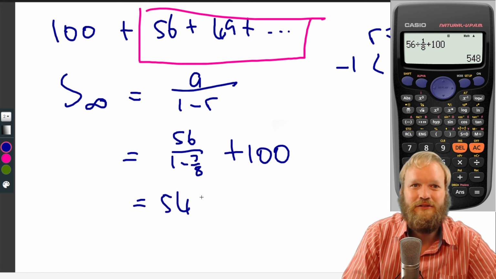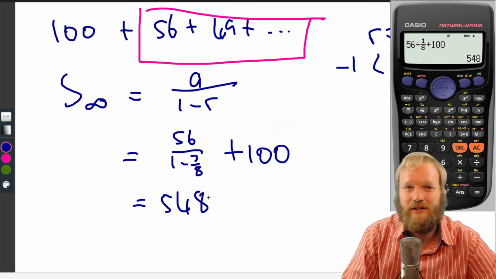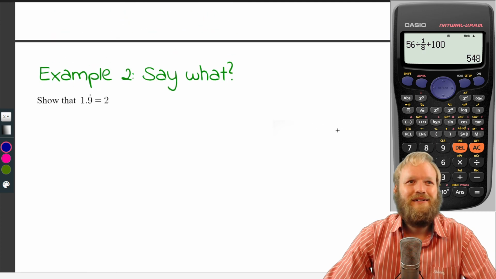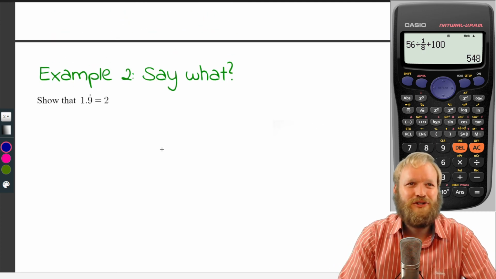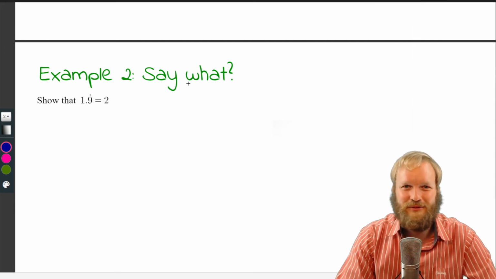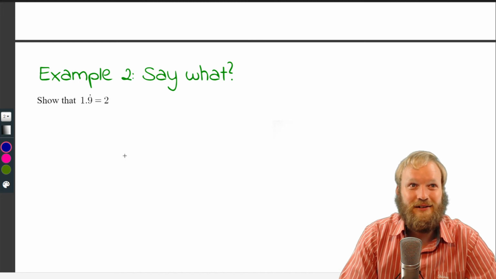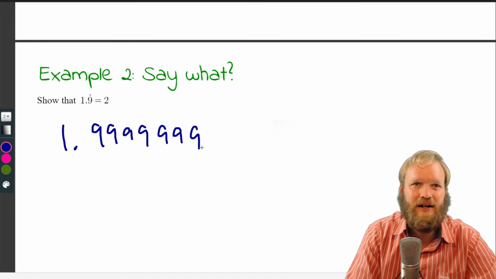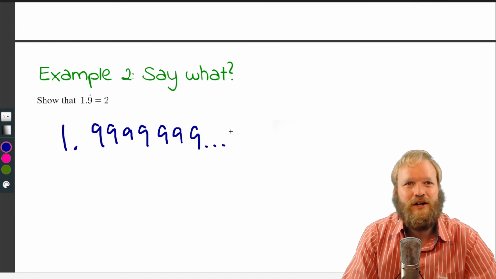So 548. Is that what we said? Yeah. Centimeters. Okay, that's that. Last quick one. 1,9 recurring equals 2. Show it. Do you ever say what moment like I put up there? Like, say what? What does this mean? So 1,9 recurring is like 1,99999. And if we keep doing that forever, this apparently is equal to 2.